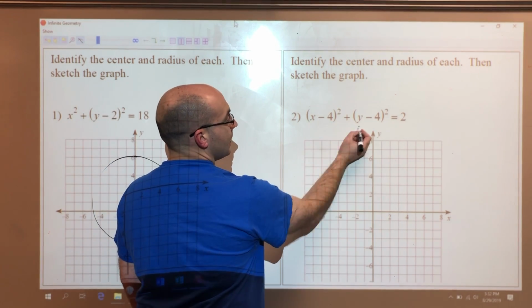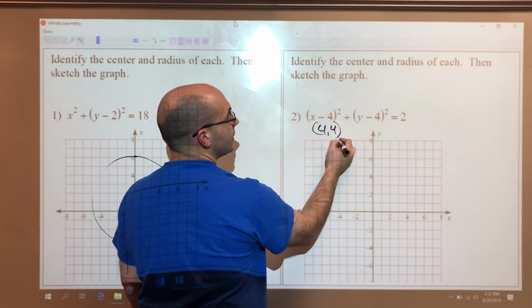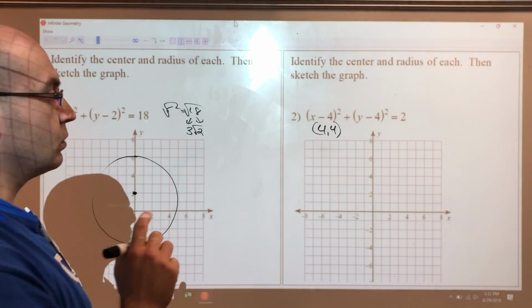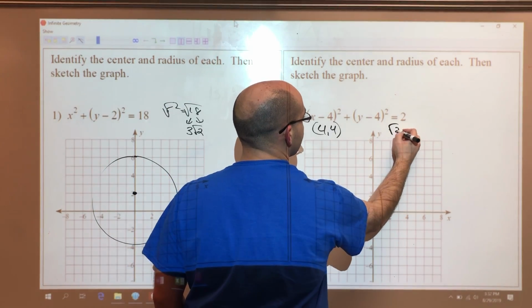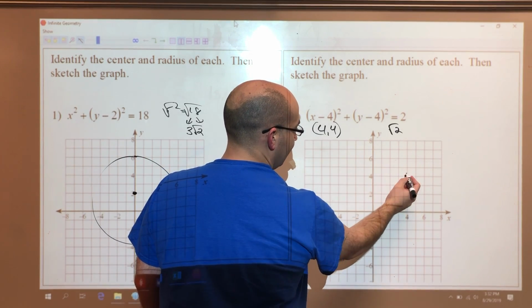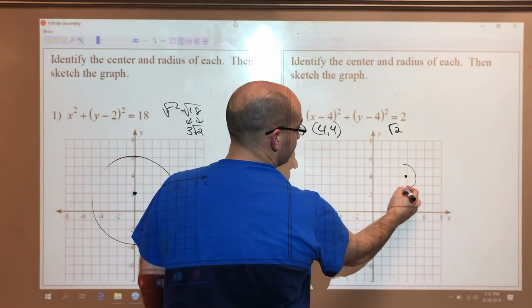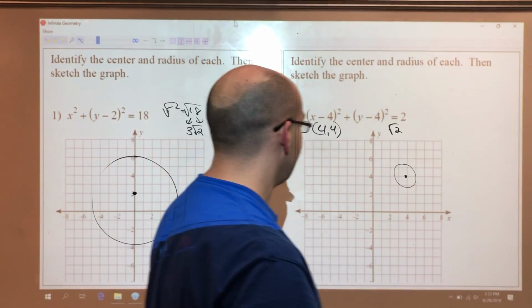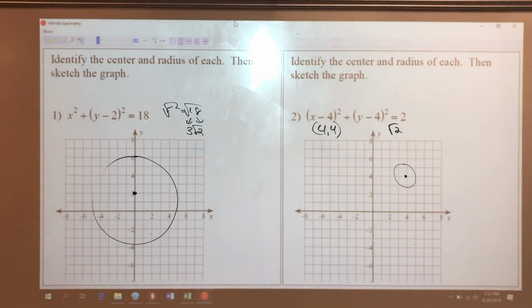Hopefully you're back. The center is the opposite of this, so 4, 4 is my center. The radius is going to be root 2, about 1.41. So 4, 4, and then, I don't know, maybe that? Not a good circle, not better than the other one. All right, let's move on. I have to do this manually because there's no clicker for this.